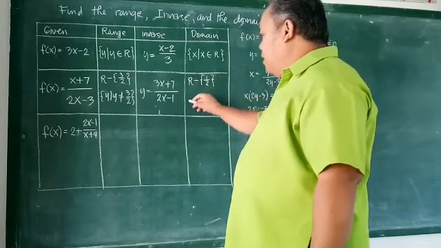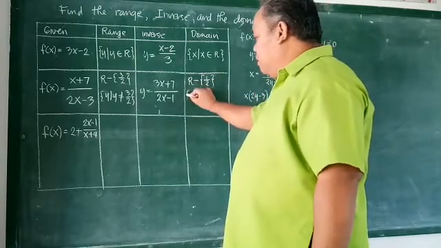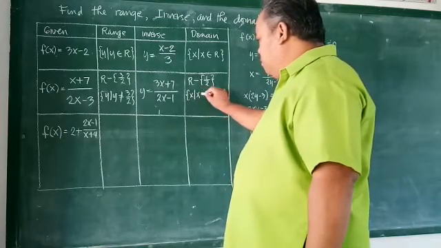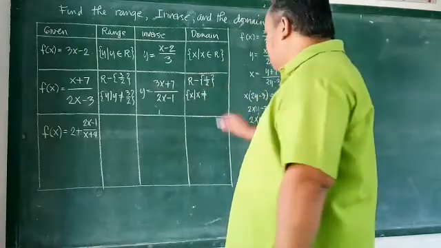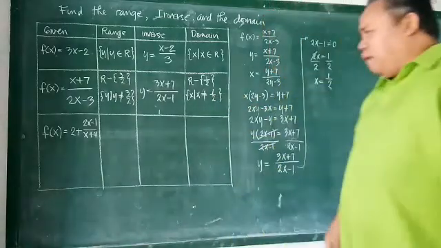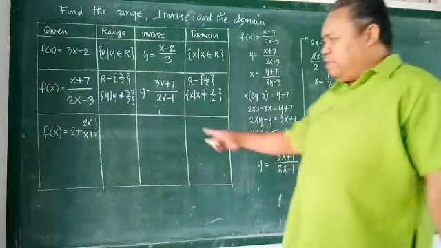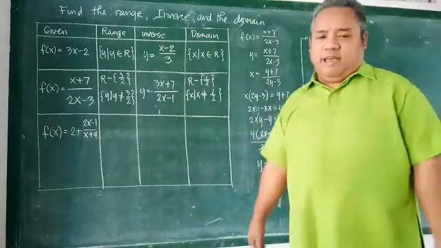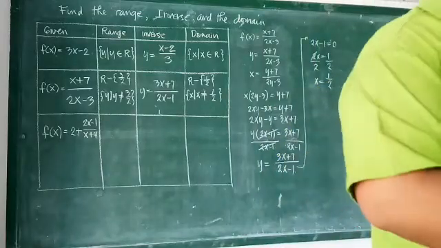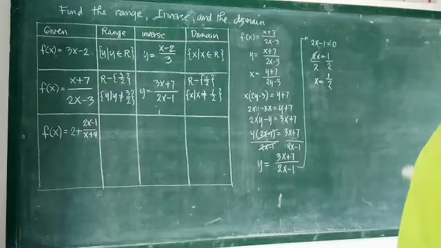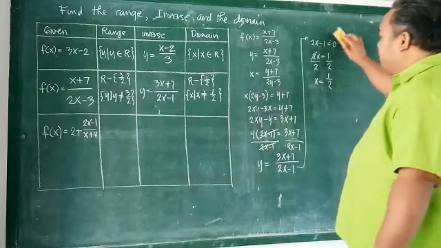Or shall we say, x such that x should not be equal to 1/2. Because if we replace x with 1/2 in the inverse, this makes your equation become undefined. Okay? Okay, next. What about equation number 3?